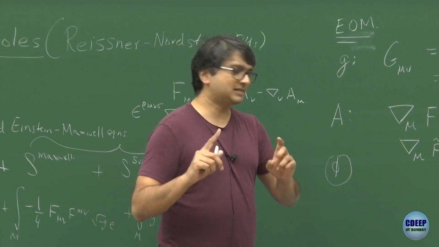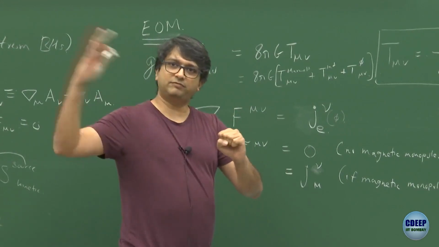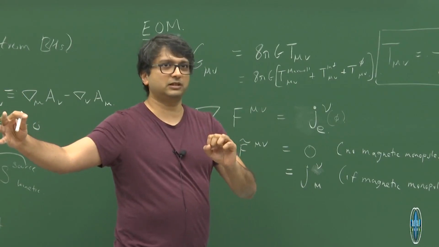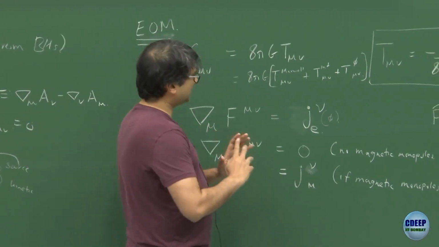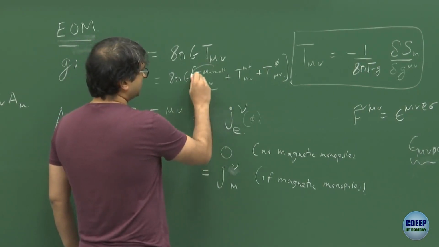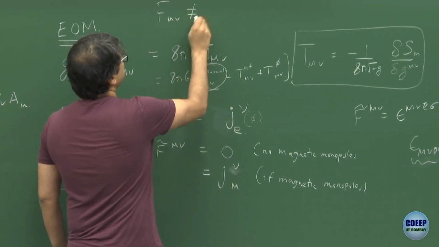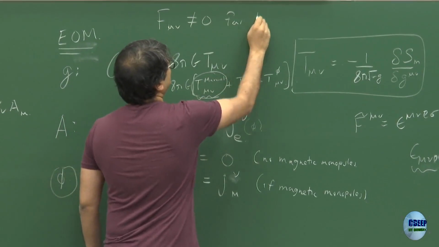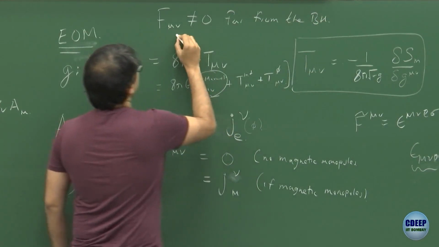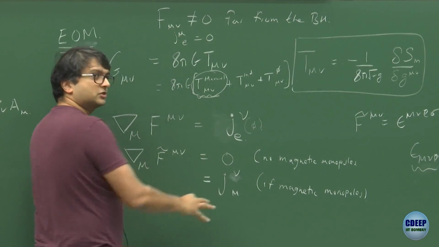Almost vacuum, except for one thing: since our black holes have charge, either electric or magnetic, if I'm far away, there will be electric and magnetic fields sourced by the black hole itself. Which means that I am allowed to assume that F mu nu is non-zero far from the black hole. But we will assume that J mu is 0 everywhere. That is, there are no sources anywhere.